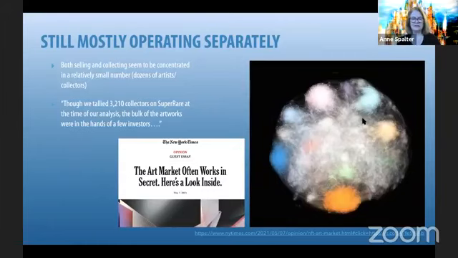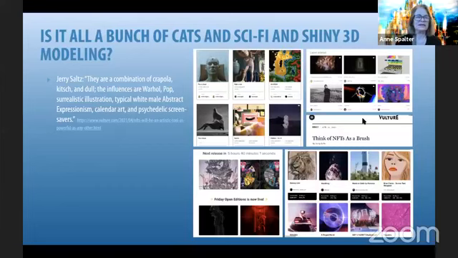This was an opinion piece by a data scientist who looked, and these little colored blobs are the main collectors on the site Super Rare, and you can see that there are just a handful of collectors that were responsible for most of the purchases.